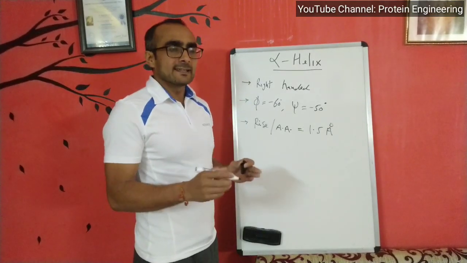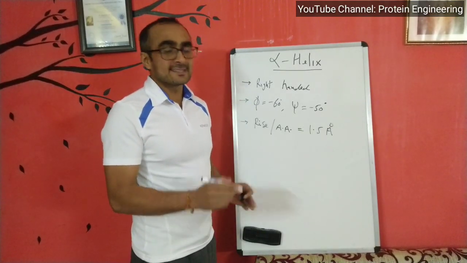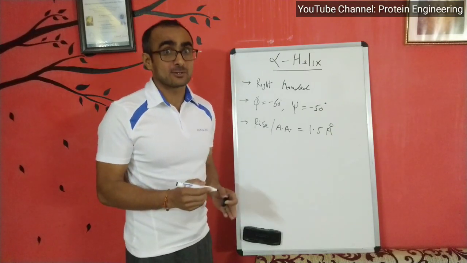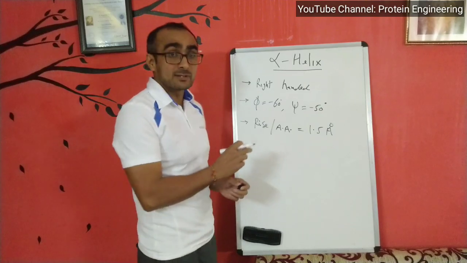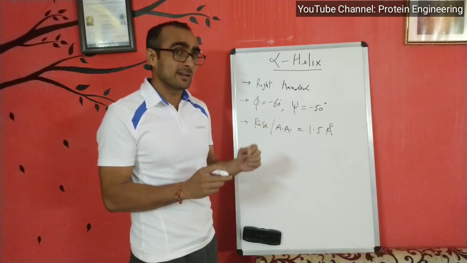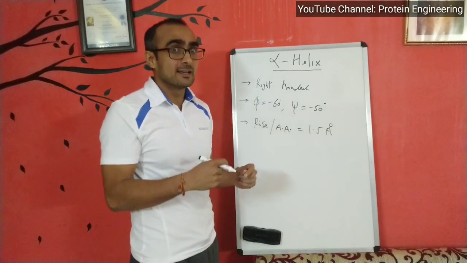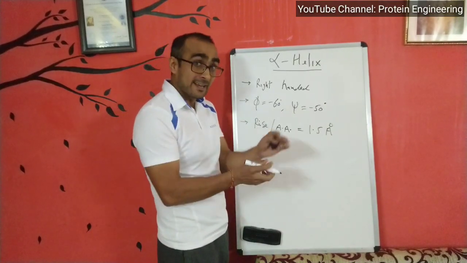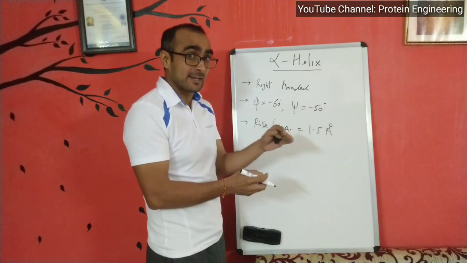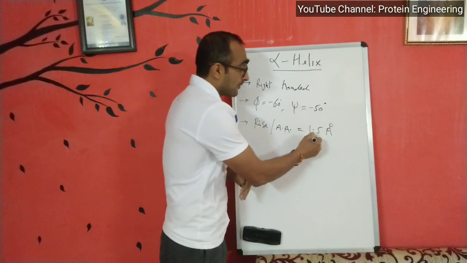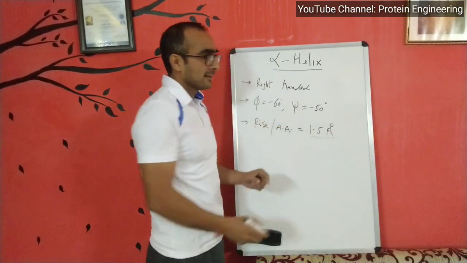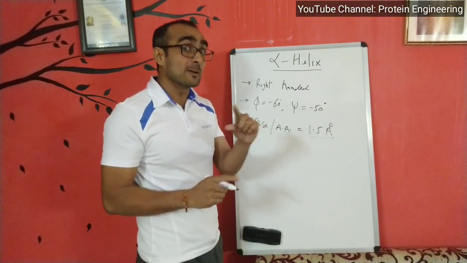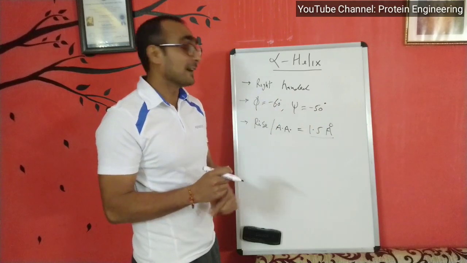When an amino acid is present in completely extended conformation, the length of an amino acid is 3.8 angstrom. But when this amino acid is part of the alpha helix, the rise per amino acid, the effective length that an amino acid adds to the alpha helical conformation, is 1.5 angstrom. It means one amino acid will give 1.5 angstrom length to the alpha helix.